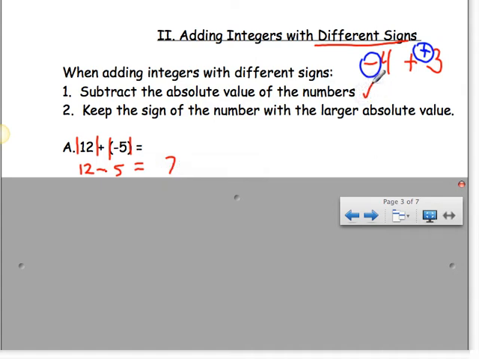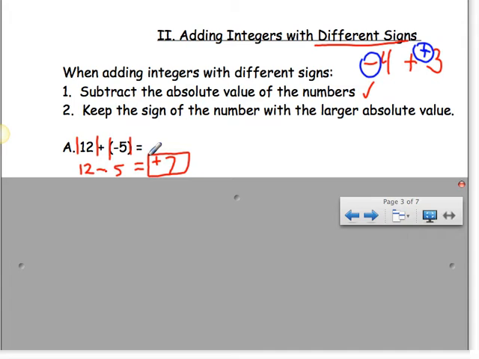Next step is to keep the sign of the number with the larger absolute value. Since 12 has a larger absolute value, I'm going to keep the sign of 12. And since 12 was positive, my answer is also going to be positive. And 12 plus -5 is positive 7.